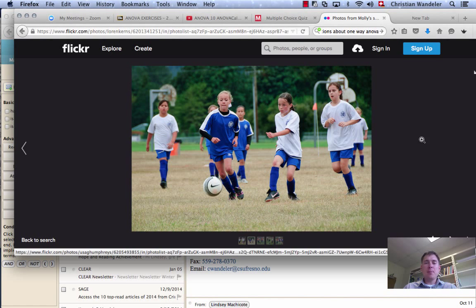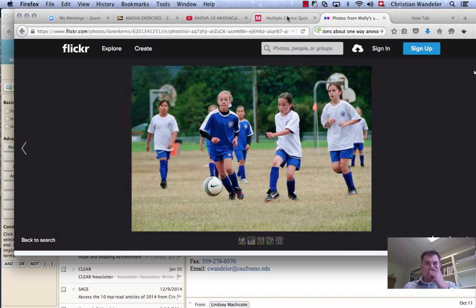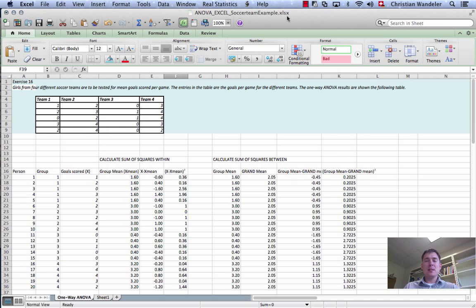Now in this example, it's about 4 girls soccer teams, and we want to find out, are they different in their scoring abilities? This exercise is about girls soccer teams, and we're interested, are they similar in the amount of goals that they score? So you have the data up here, team 1, team 2, team 3, and team 4.